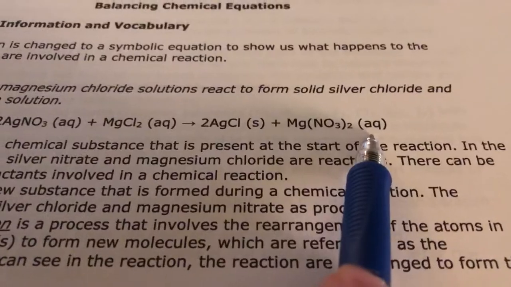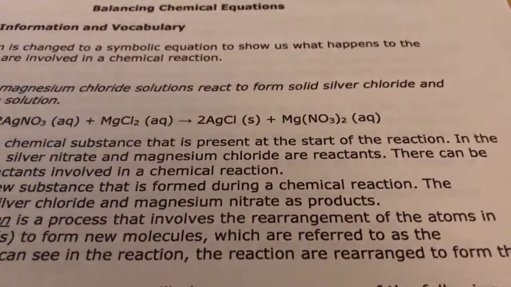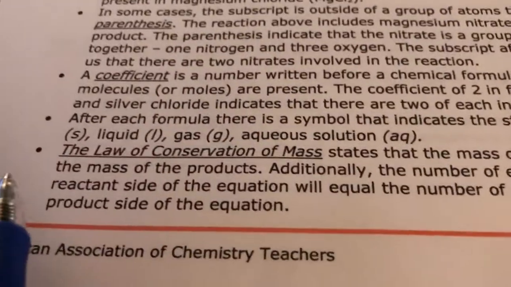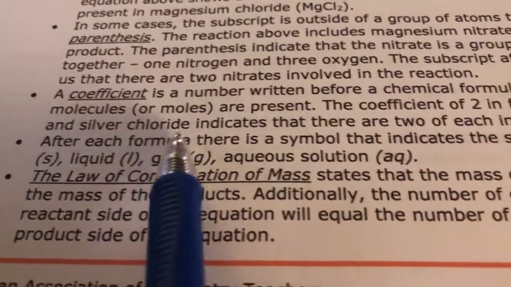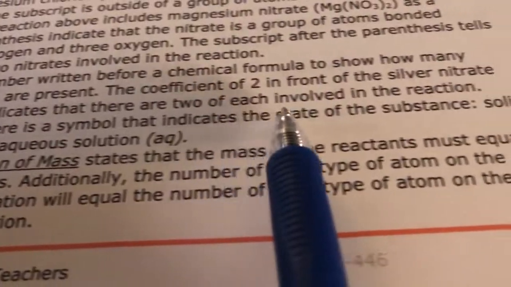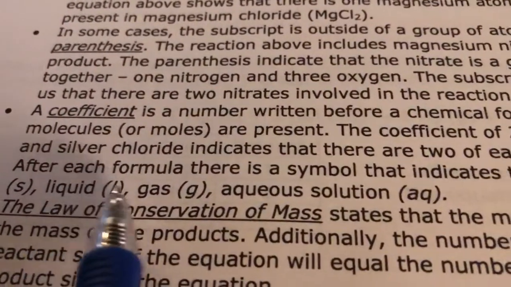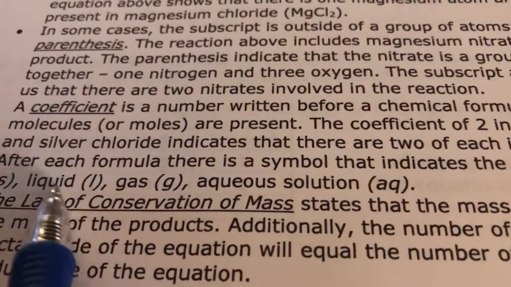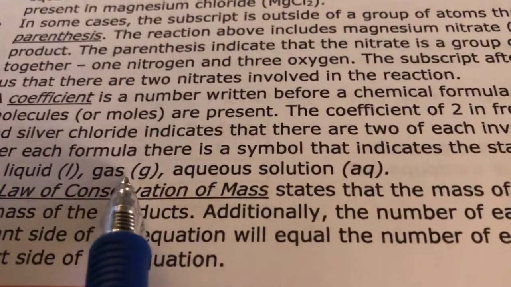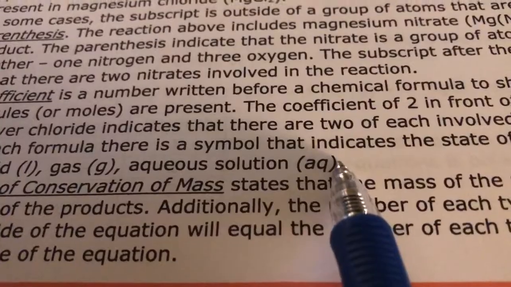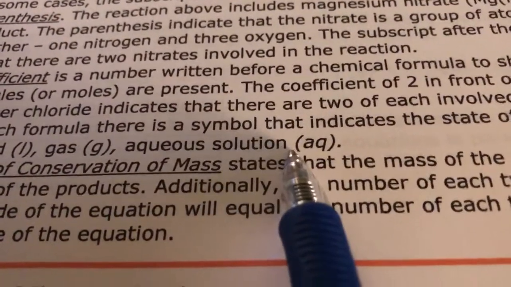So we have different symbols here. If we go to the bottom of this, you will see the second to the last bullet point that says after each formula there is a symbol that indicates the state of the substance. Solid is going to be S, liquid is going to be L, gas will be G, and aqueous means AQ. It dissolves in water.